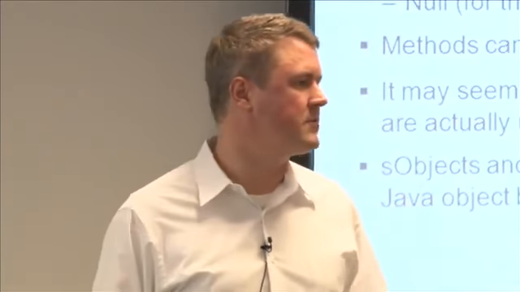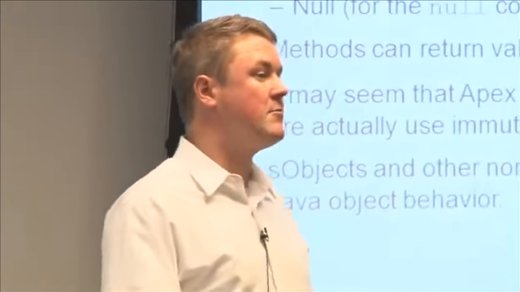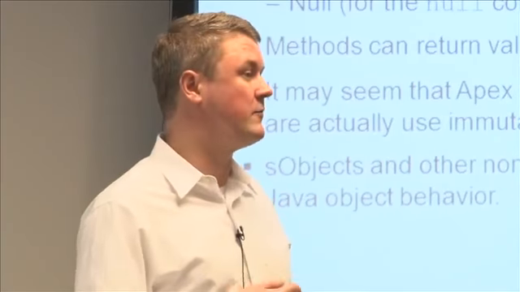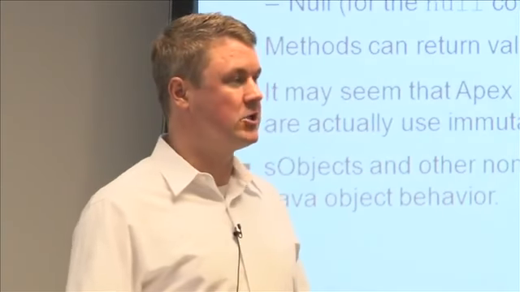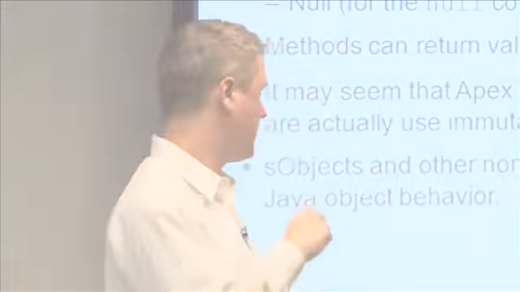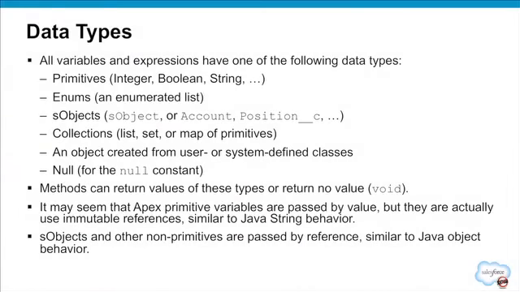Okay, so if you want the example, primitives in Apex behave the same way as strings in Java. They are immutable, they are unchangeable, and therefore it creates a new copy. Other non-primitives are passed by reference, much like you would assume them to be.